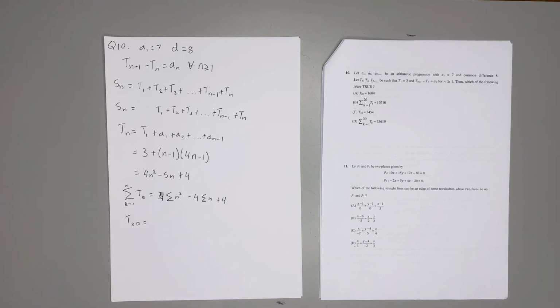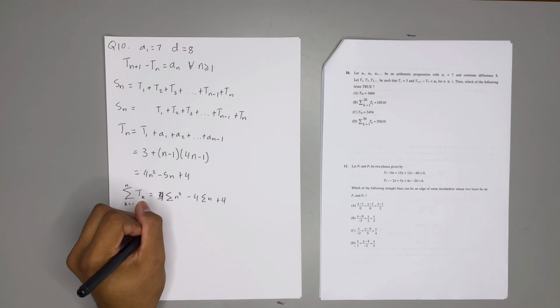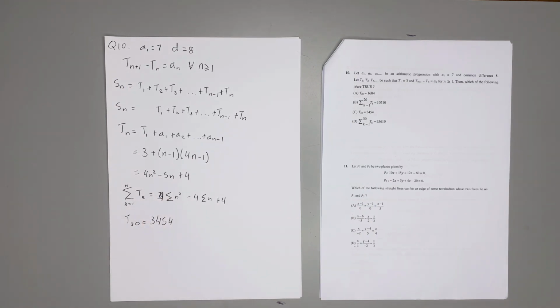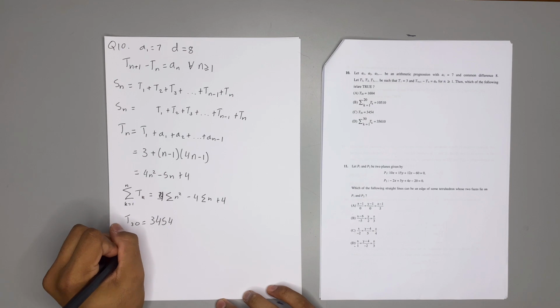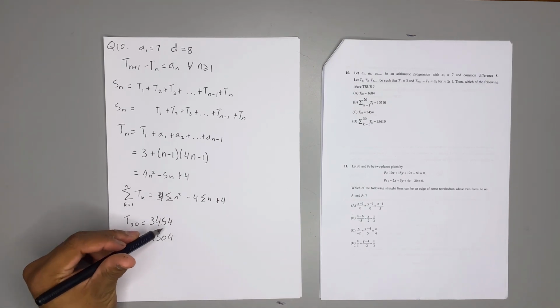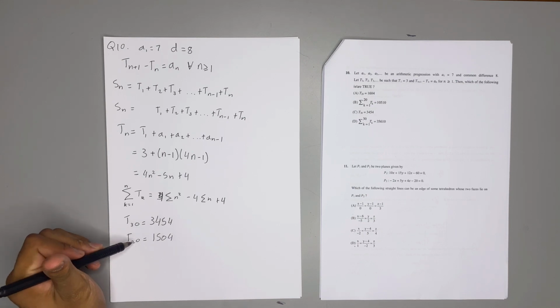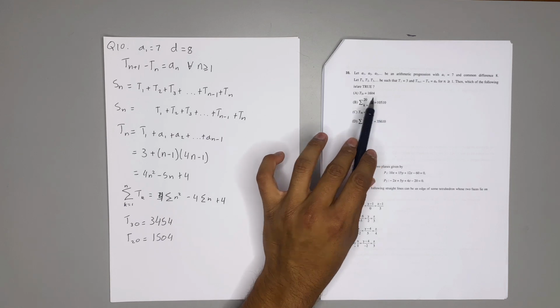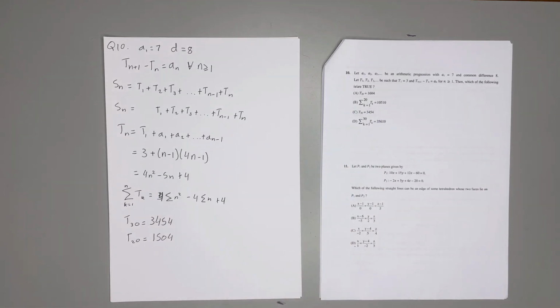Sub in T of 30, what do we get? T of 30, subbing that in to our calculator, we get 3454. Subbing in T of 20, we get 1504. T of 30 gives me 3454. T of 20 gives me 1504. Straight away, A gone. C looks promising.